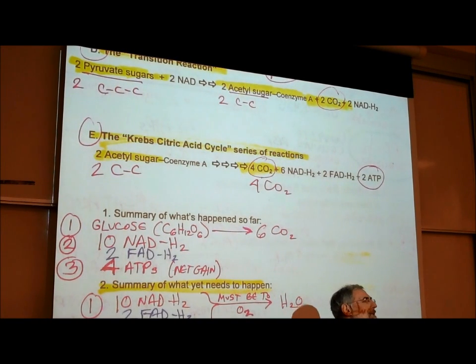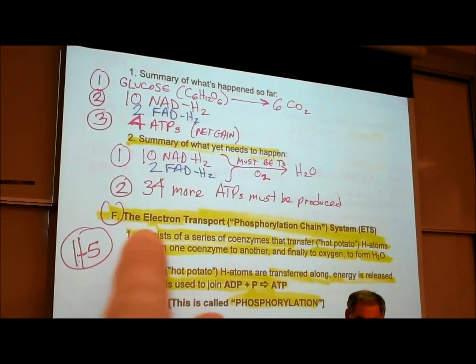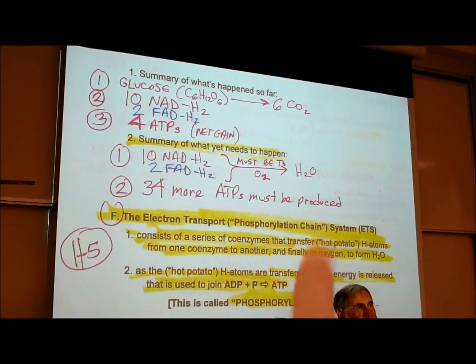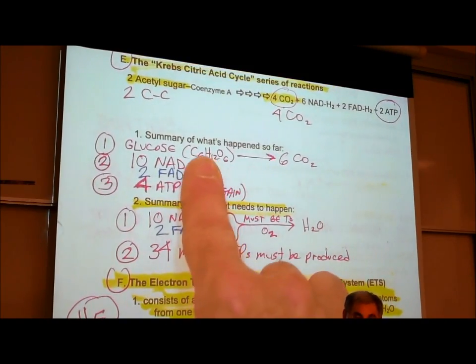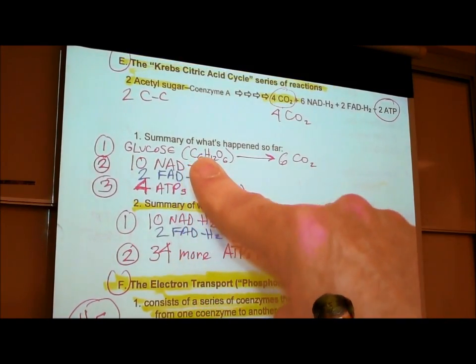Now, there's only one last series of reactions. And all of us are thinking, thank God. All right? Only one last series of reactions. The last series of reactions is letter F, the electron transport system. Before we tell you what happens there, let's summarize what's happened so far.